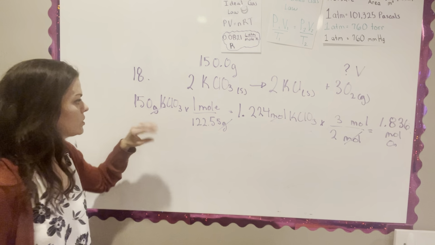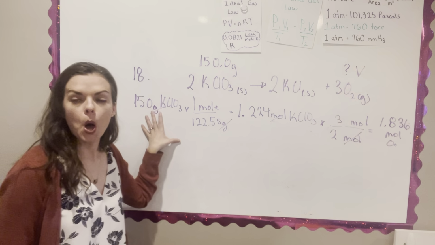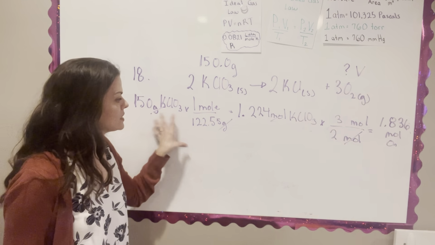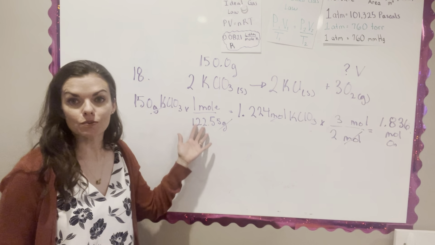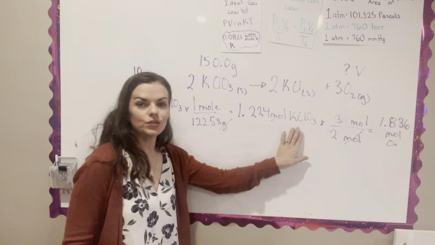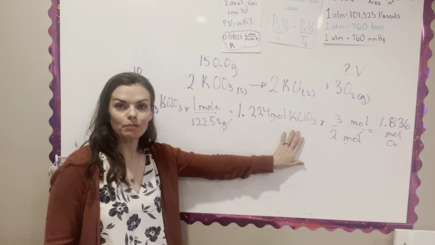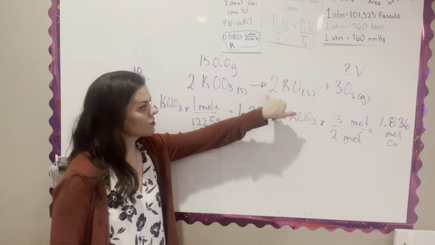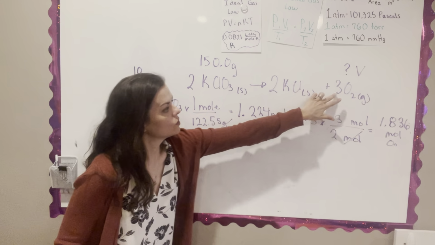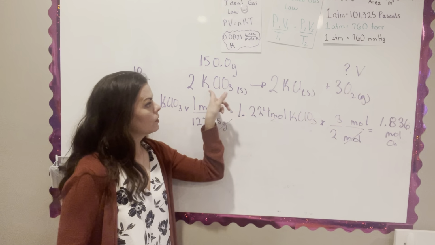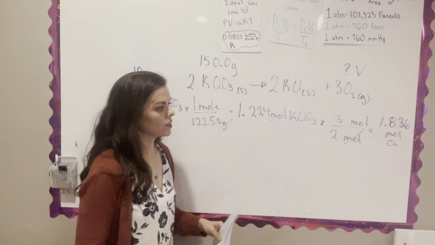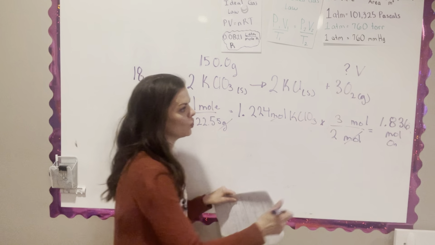So what I did is I took grams of KClO3 and divided by its molar mass, and I got moles of KClO3. Then I used my balanced chemical equation and the coefficients of 2 to 3 to go from moles of this to moles of oxygen. So now I know moles of oxygen.